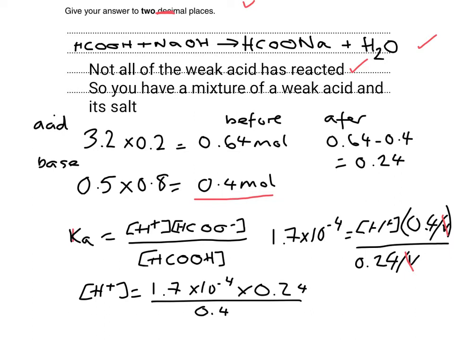You can then use pH equals minus log hydrogen ions to get your final answer, which in this case equals 3.99. I'm just going to draw your attention to this bit here. Give your answer to 2 decimal places. So if you haven't done that, you lose a mark. If you've got the right final answer, that's 4 marks even without showing your calculation.